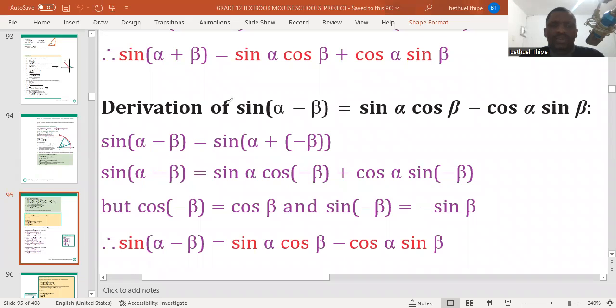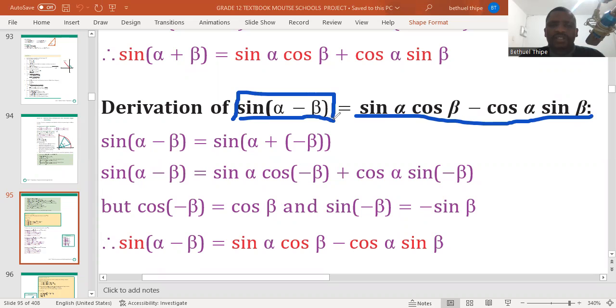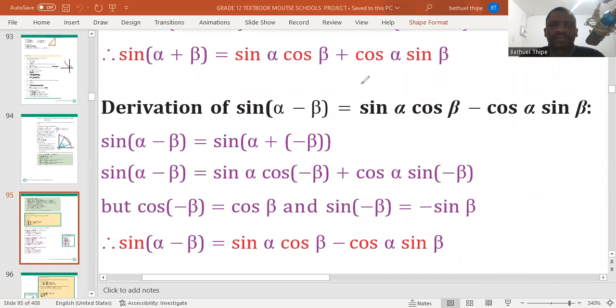Let's go through this problem again quickly. We are saying derive the sine of alpha minus beta so that we can get this part here. Every time we want to show or derive, make sure that we start with the simple side. So the simple side is this one here. So we start with sine alpha minus beta. We write it down here.